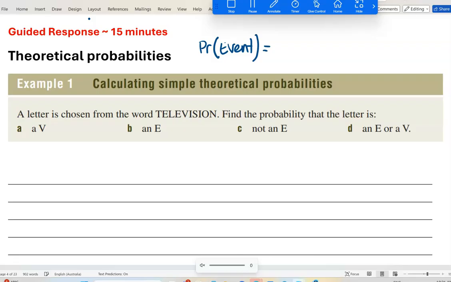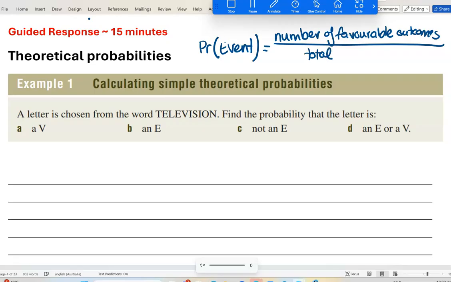So if we looked before, remember it was the number 4. So here we go, number of favorable outcomes. We were looking before, we were saying how many 4s did we get when we spun it so many times. So the total outcomes was how many times we spun it. So this is the rule we're going to find.